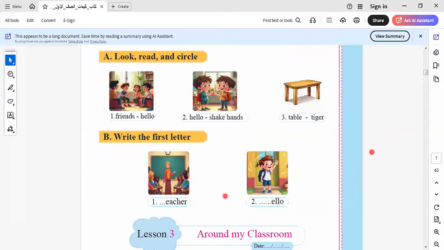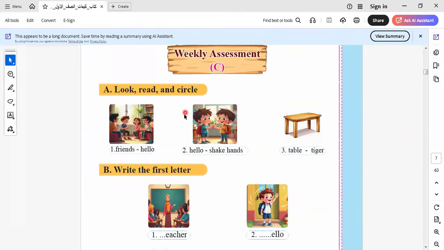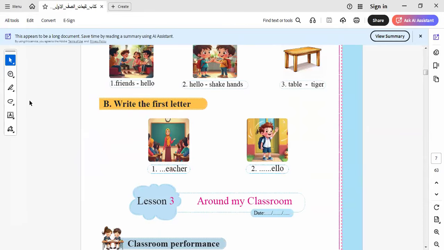Here is repeated again. Let's go. What is this? Is it saying hello or friends? No, it's friends. So I select this one. Here is shake hands. Here is table. Here is teacher. Here is the letter. It will be a letter T, and here is a letter H. Okay. Let's go to another one.